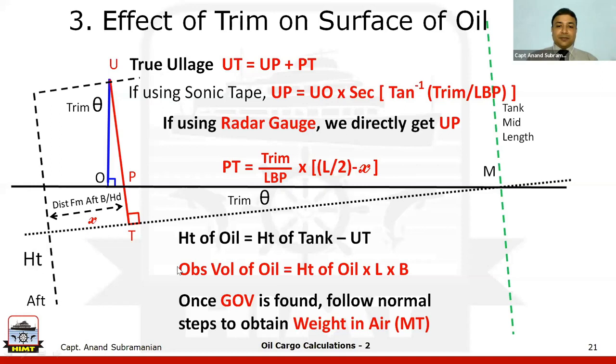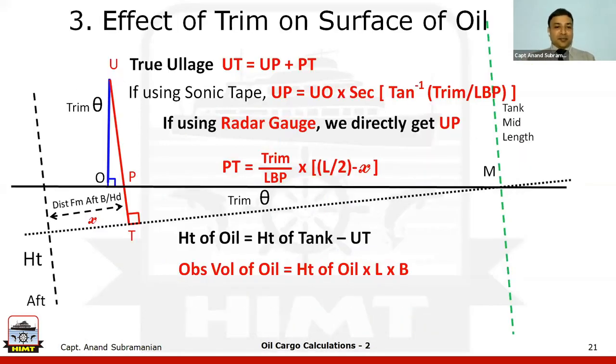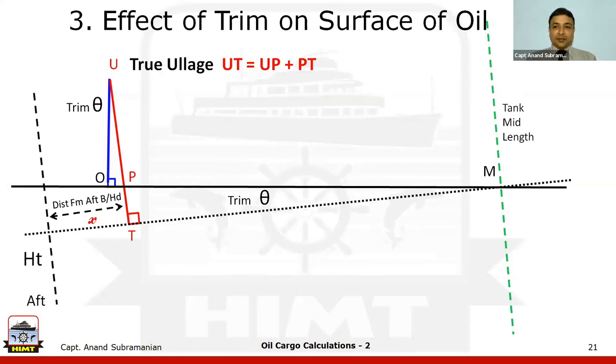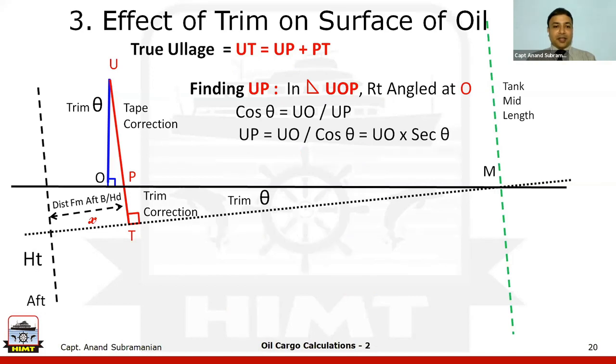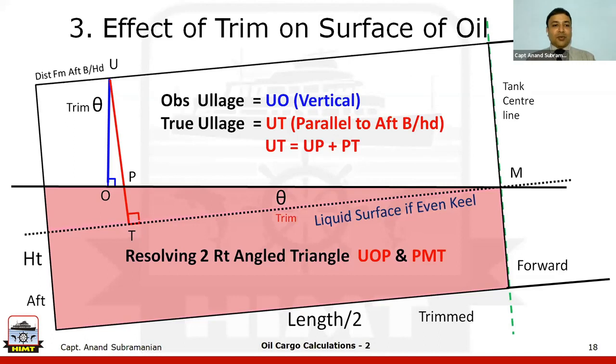Any questions so far? Sir, excuse me. Yes. Can you please explain once again L by 2 minus X? Okay, L by 2 minus X. Let's look at this particular thing. Let me go back. See over here, this is the tank center line, is it not? Why have we taken the center line? Because I'm going to magnify the whole thing. So what is this point from the aft bulkhead to this green line? What is the length of this?